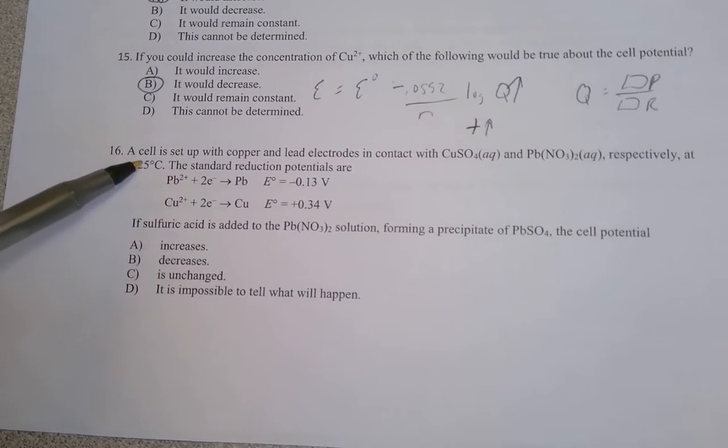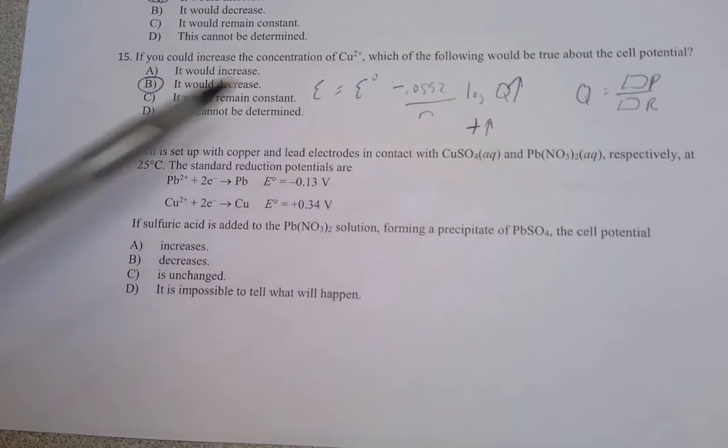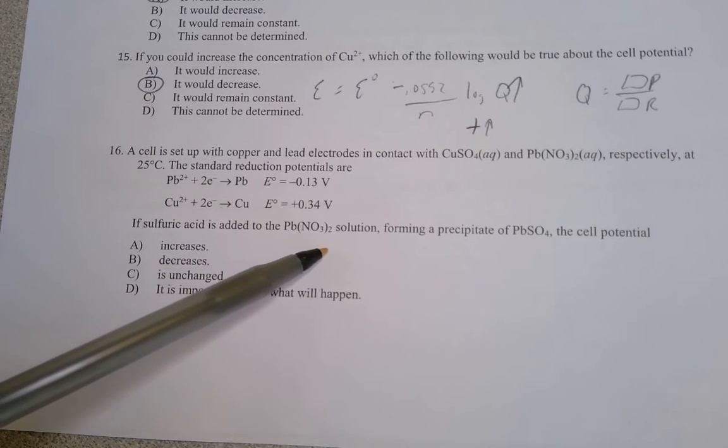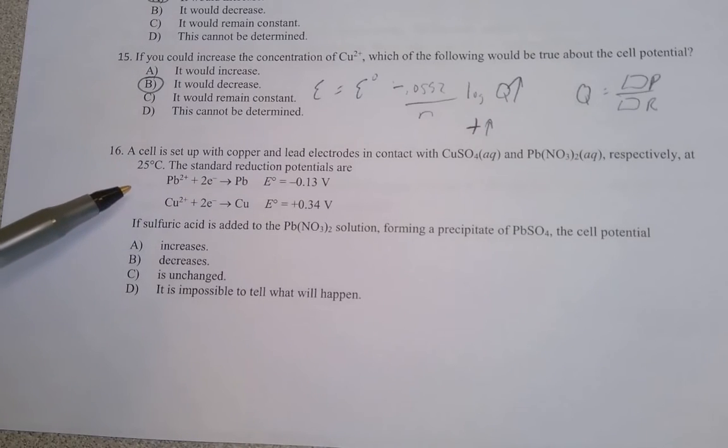Okay, a cell is set up with copper and lead electrodes in contact with copper sulfate and lead nitrate, respectively, at 25 degrees Celsius. The standard reduction potentials are there. If sulfuric acid is added to the solution, forming a precipitate of lead sulfate, the cell potential. So this is another Nernst equation, but now we're just saying what's going to happen to this.